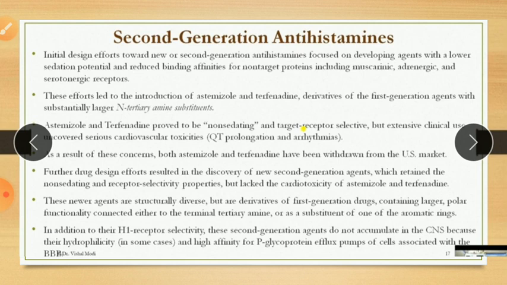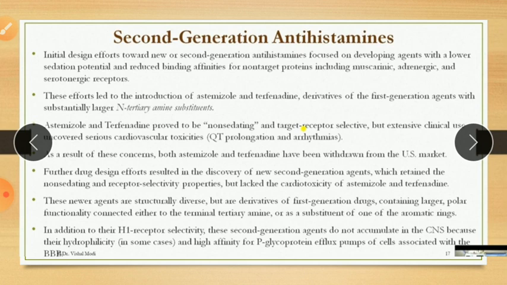In addition to their H1 receptor selectivity, these second generation agents do not accumulate in the CNS because of their hydrophilicity and high affinity for the P-glycoprotein efflux pump in cells associated with the blood-brain barrier. So this is the small classification of second generation agents. There are three classes: piperidine derivatives, for example terfenadine, fexofenadine, astemizole; second, piperazine derivatives, for example cetirizine; and third, pyrrolidine derivatives, in that acrivastine.